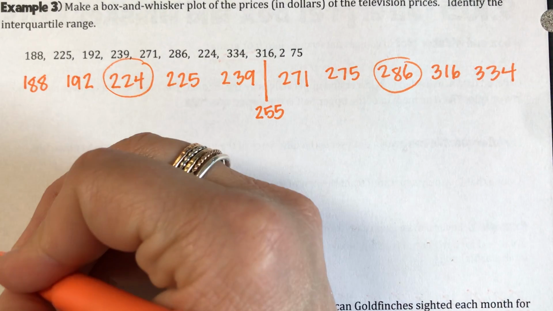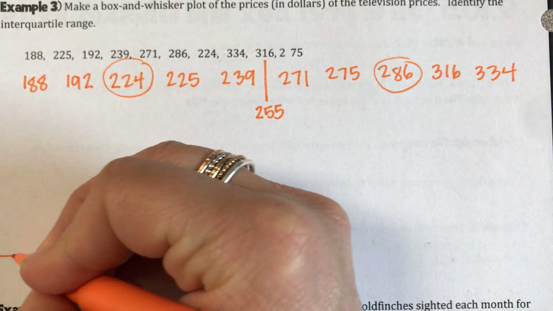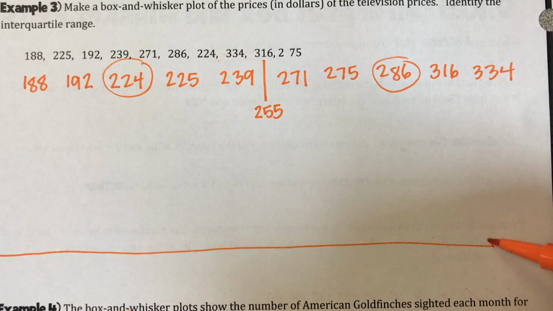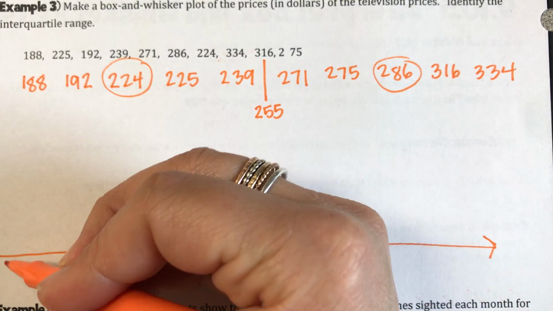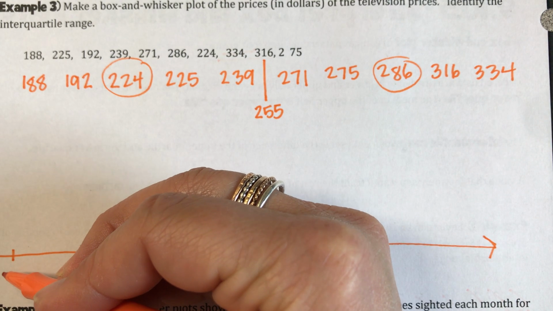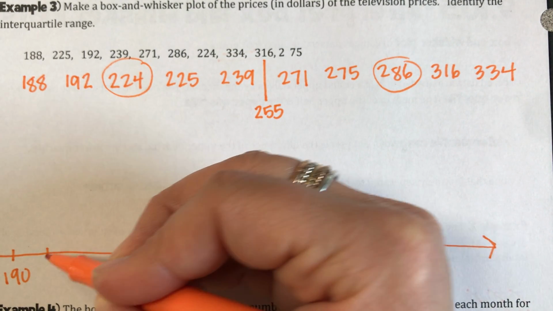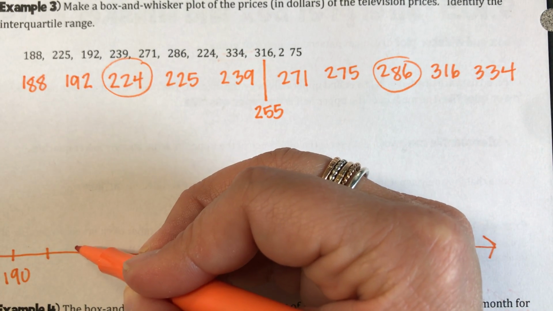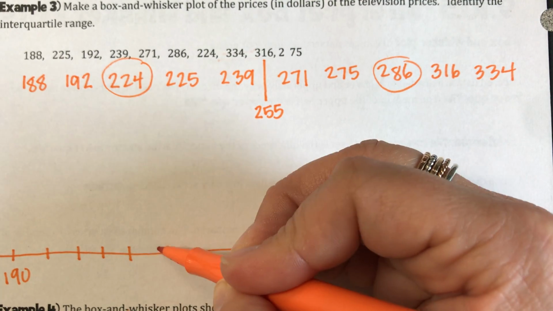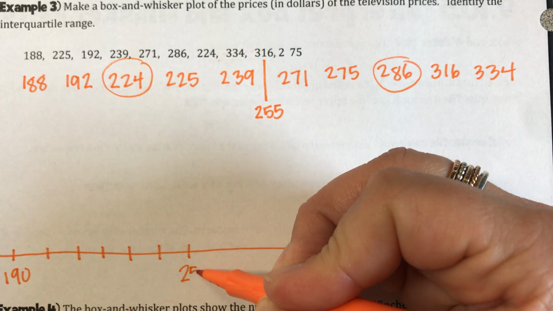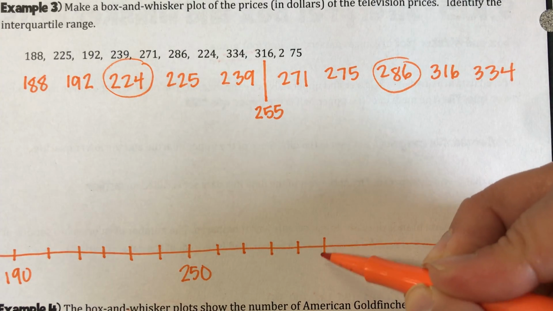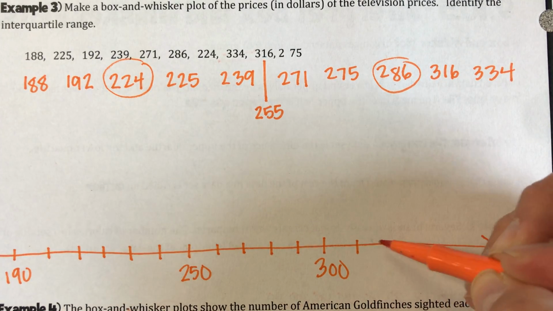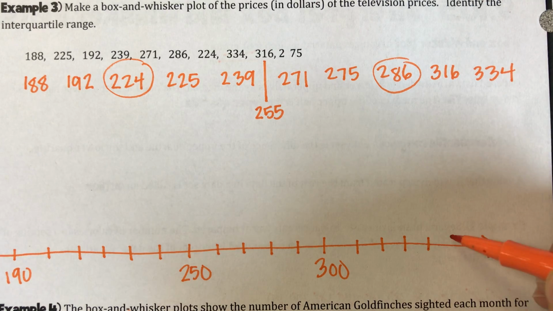So on my number line, I have to go from, my lowest is 188. My biggest is, what is that, 334. So I'm just going to go, let's see, 190, 200, 210, 20, 30, 40, 250, 60, 70, 80, 90, 300, 10, 20, 30, 40, 50.